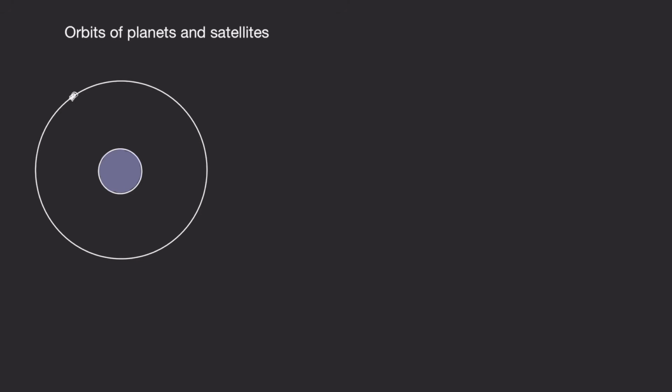And now let's start talking about the orbits of planets and satellites. Imagine that we have a satellite over here that is orbiting a planet. It's important that this orbit is stated to be circular. Well, one of the things that we can define, for instance, is the orbital period. It is typically given the symbol T, and it's simply the time that it takes for it to complete one full revolution around its orbit.